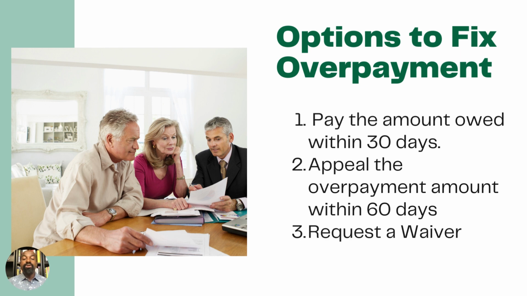So how do you fix overpayments? Well, you have 3 options. The first is to pay it in 30 days. If you agree with what they're saying, you agree that you owe the money that they say you owe, you can pay it in 30 days, you can appeal the amount in 60 days, or you can request a waiver.